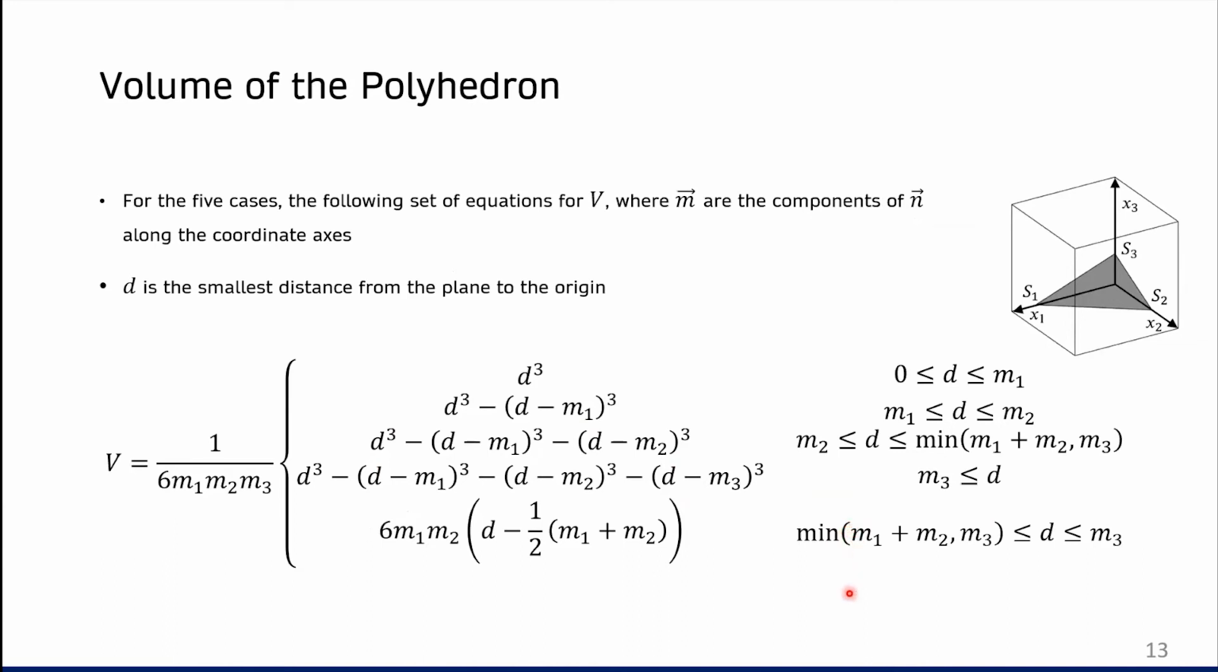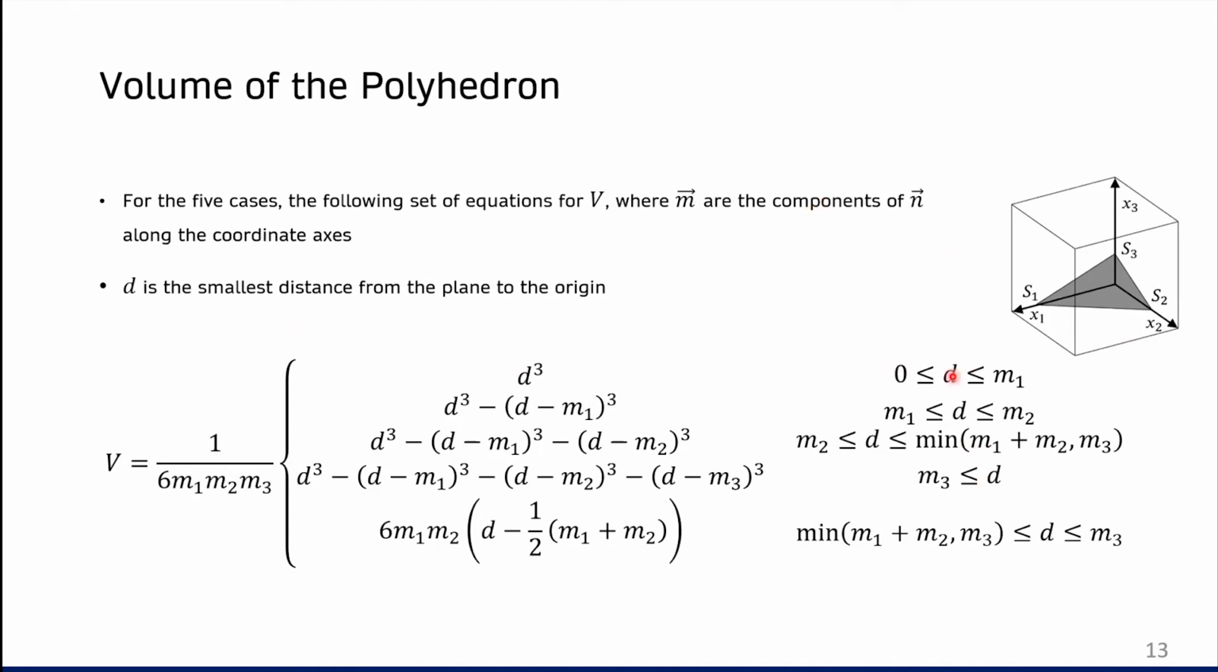It's based on the M, which is simply the components of the normal along the 3 axes that we show here. We have to do a coordinate transformation because we normalize all the cases to just those 5 intersection sets. And D, which is the smallest distance from the plane to the origin, is equivalent to the C that we were calculating before. You can easily linearly map them to each other.